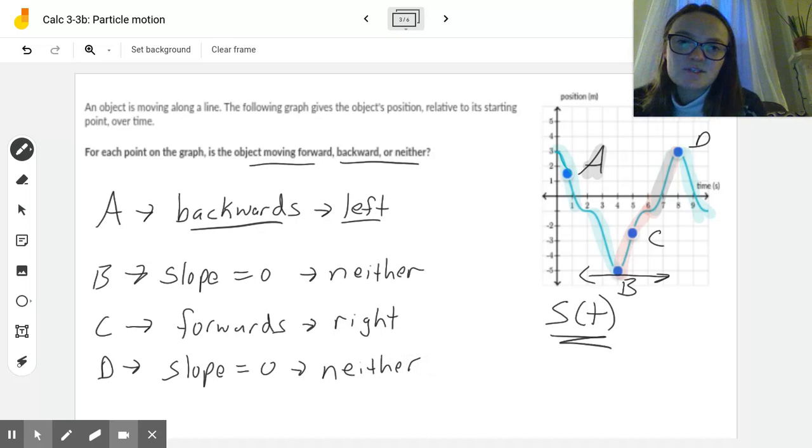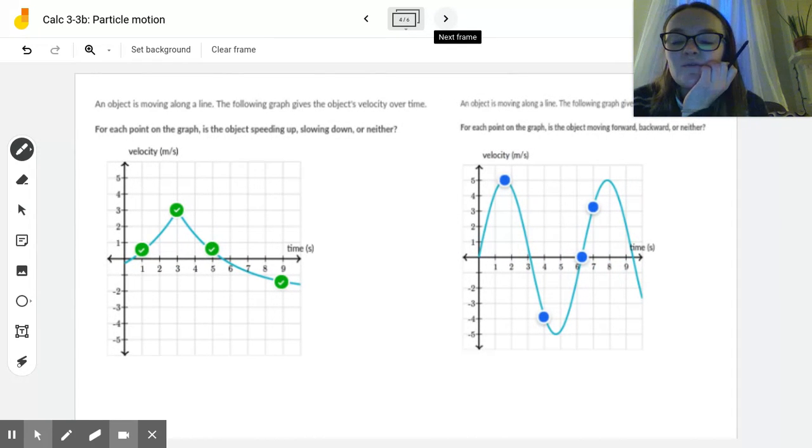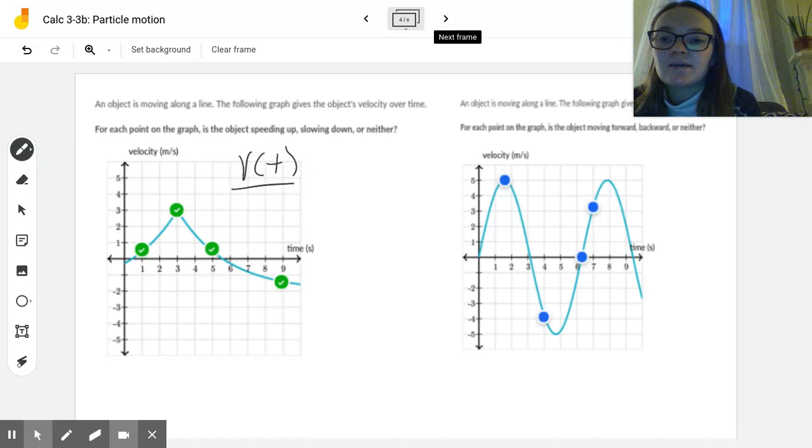All right, let's move on to the next couple of questions. An object is moving along a line. The following graph gives the object's velocity over time. So remember, this one here is different. This is v of t. This is velocity. Is the object speeding up, slowing down, or neither?